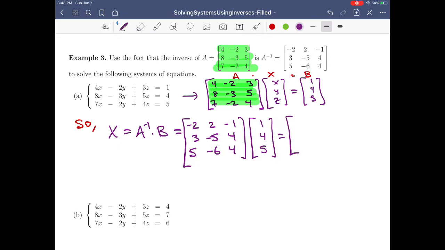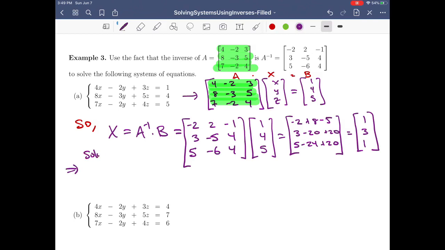So when I do that, -2 times 1, -2, plus 8 minus 5 is my first entry. And then I have 3 minus 20 plus 20. And then I have 5 minus 24 plus 20. So I'm getting 1, 3, and 1. Okay, so that means that my solution should be x equals 1, y equals 3, z equals 1.